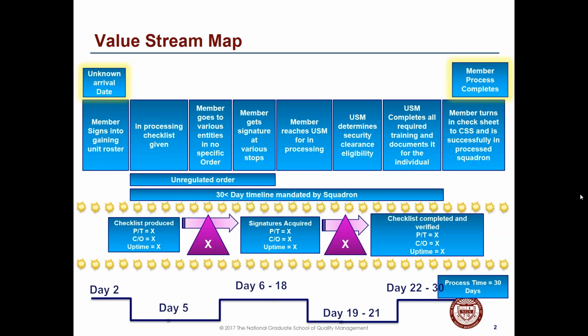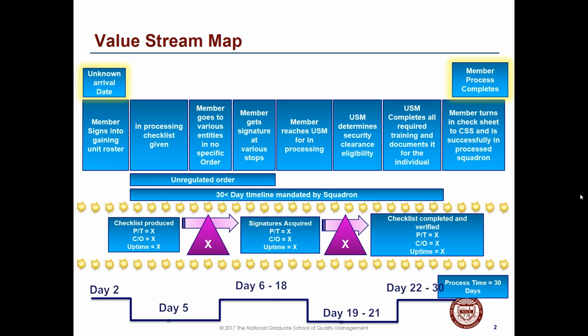And then after that, the in-processing checklist is given. Then the member goes into various entities in no specific order. What that means is that you have members of different ranks or different jobs, and they might get pulled to do something immediately when they get there, due to maybe an on-demand unit or anything else, like they need that specific job to be filled immediately.